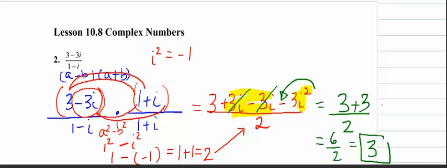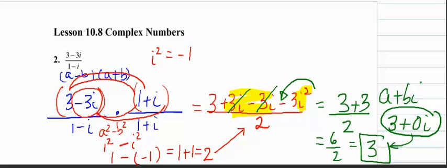So if we write it as a complex number though, a plus bi, since there is no i, you could write it 3 plus 0i, and the back of the book might have that answer instead of just the 3.